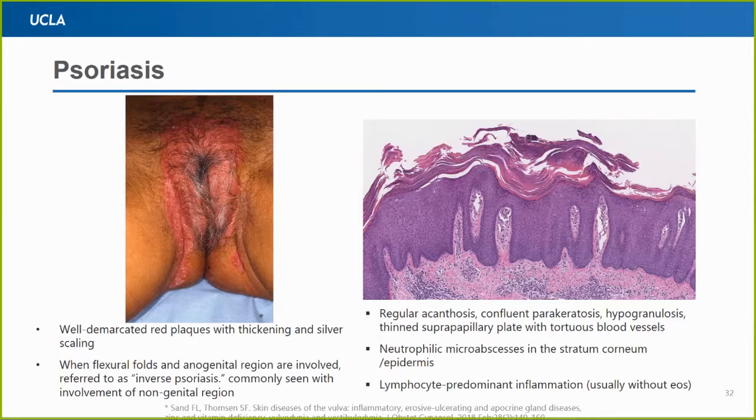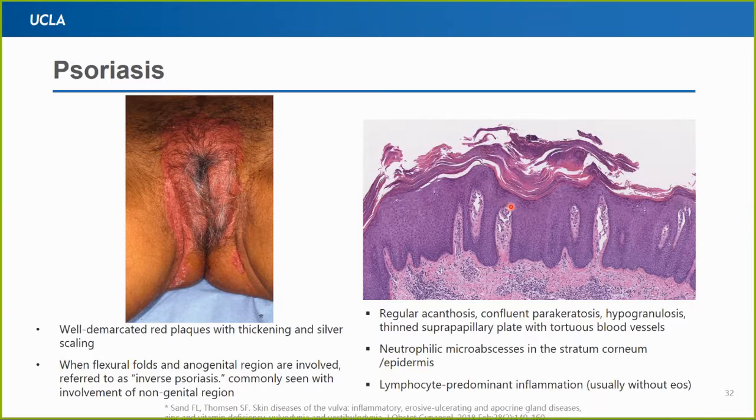Psoriasis presents in the vulva as well-demarcated red plaques with thickening and silver scaling. And it is this sharp demarcation that clinically separates this from spongiotic dermatitis. When the flexural folds and anogenital region are involved, it is referred to as inverse psoriasis. And under the scope in well-developed lesions, you see regular acanthosis, so regular elongation of rete ridges, with confluent parakeratosis, so retention of nuclei in the stratum corneum, hypogranulosis, so diminished granular layer, and thinning of suprapapillary plate.